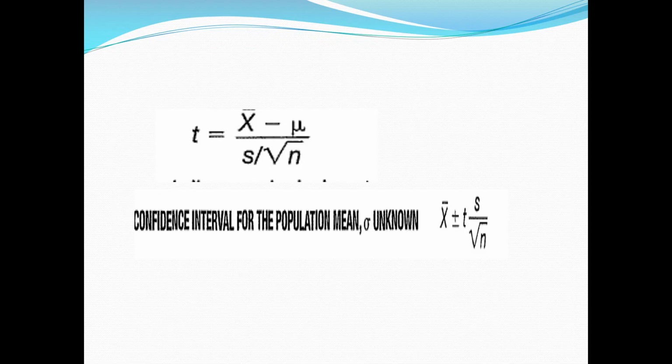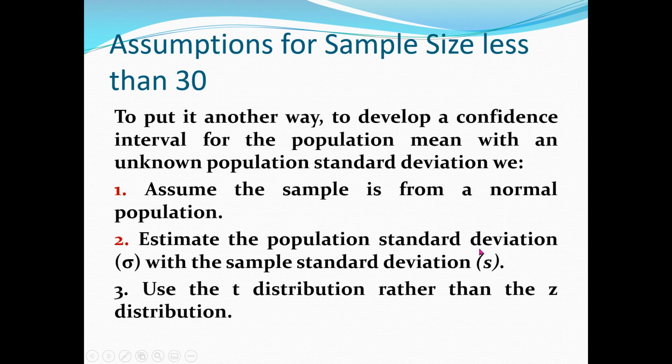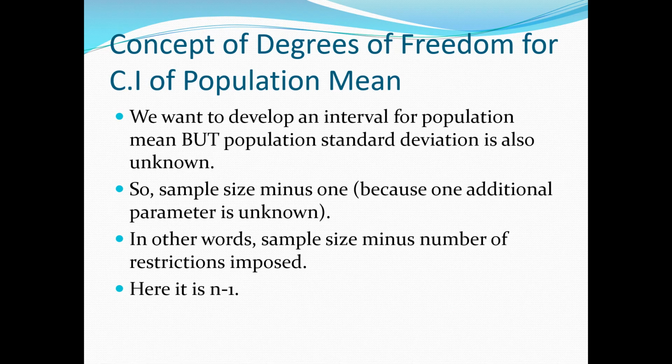Okay, the formula for the t score is x bar minus mu divided by s over square root of n. So if we have to construct a confidence interval using the t distribution, it's equal to x bar plus or minus the t value times the sample standard deviation divided by the square root of the sample size. So what are the assumptions? The assumption of the t distribution is that the population is normally distributed, but the population standard deviation is unknown and we are using the sample standard deviation as an estimate. So under this scenario we use the t distribution.